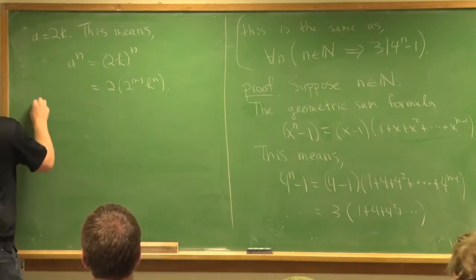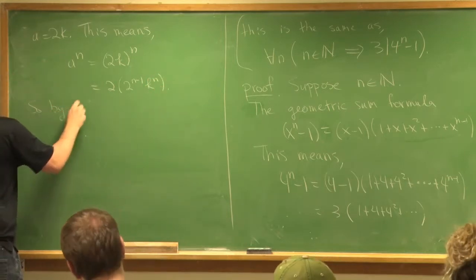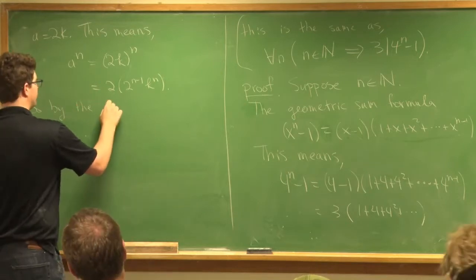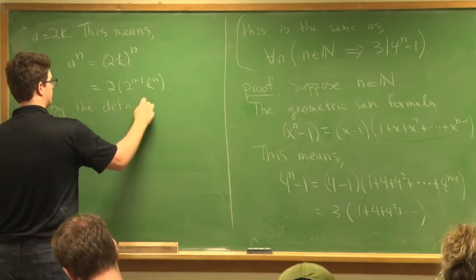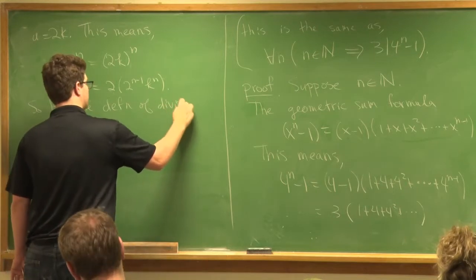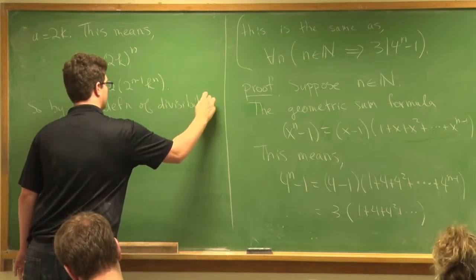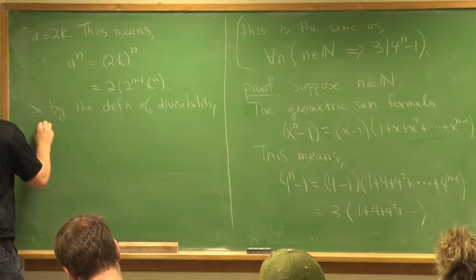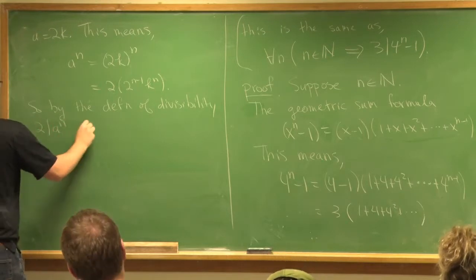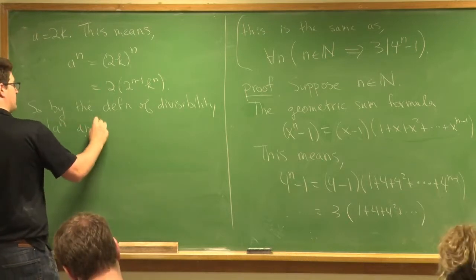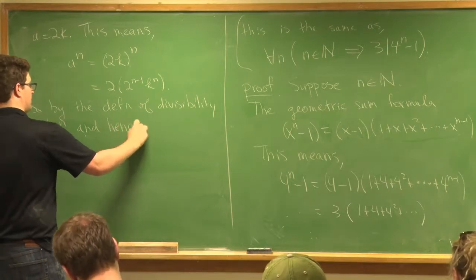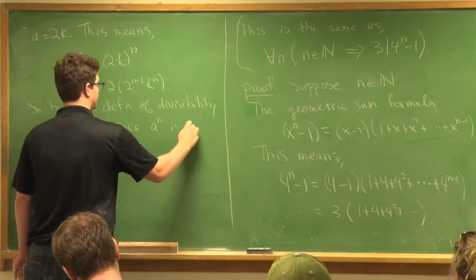Okay, so by the definition of divisibility, 2 divides a to the n, and hence a to the n is even.